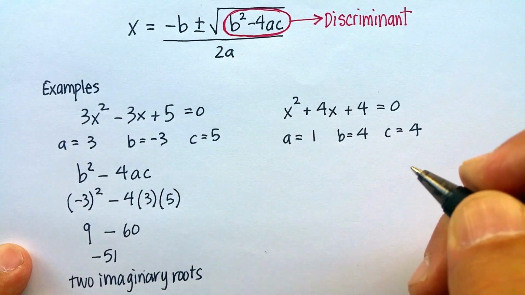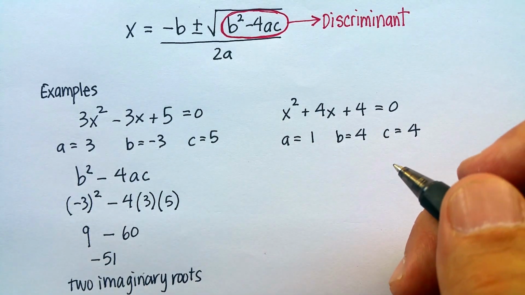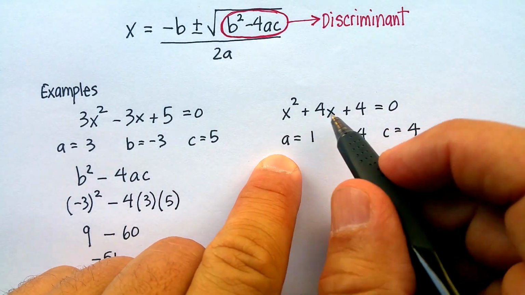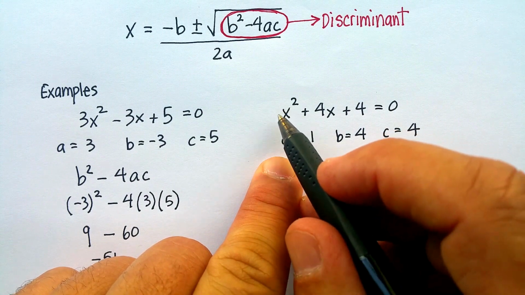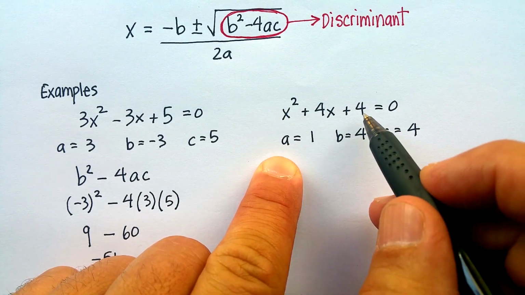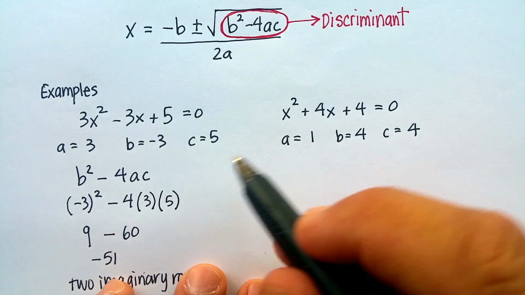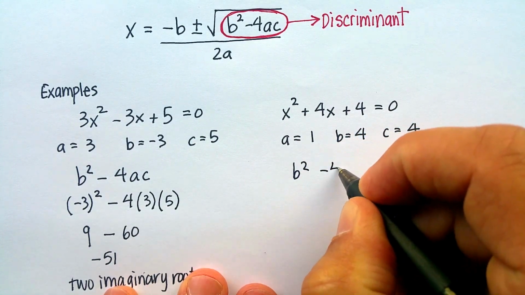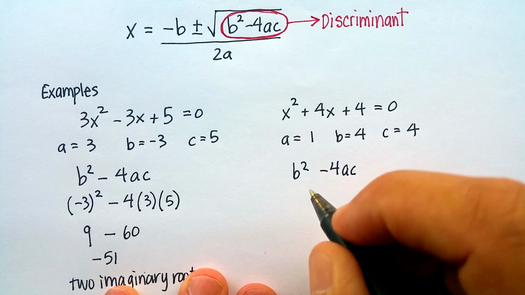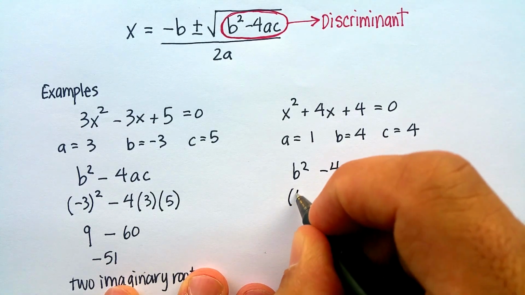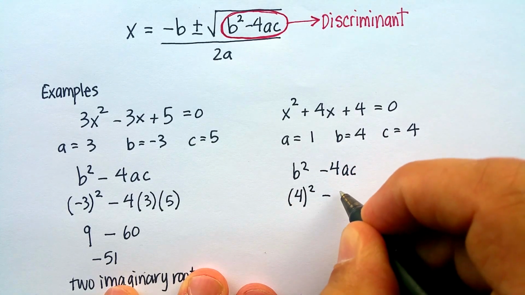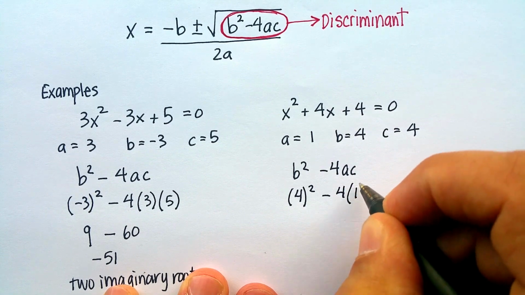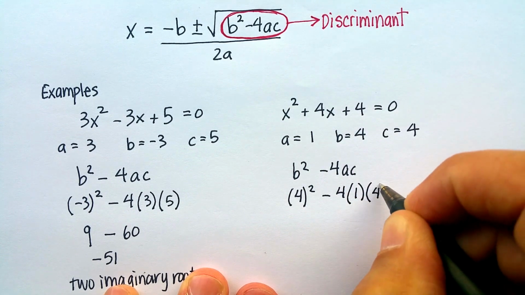Okay? Now let's go to this one over here. x squared plus 4x plus 4 equals 0. Looks like my a is 1, my b is 4, my c is 4. Again, let's put it into our discriminant. b squared minus 4 times a times c. My b is 4 squared minus 4 times 1 times 4.